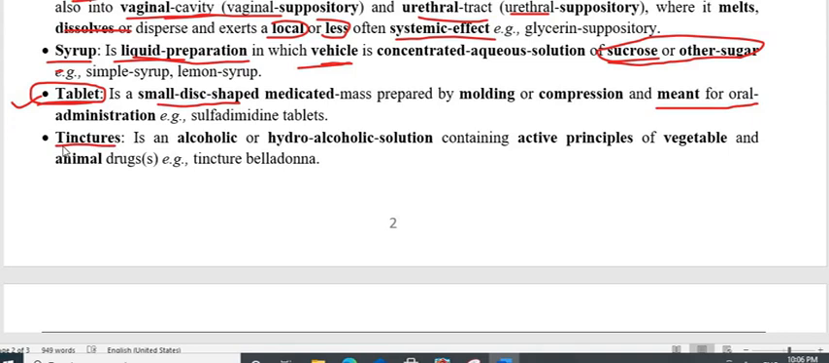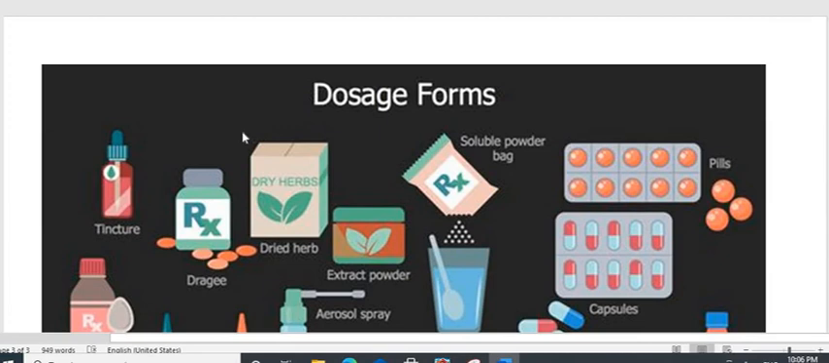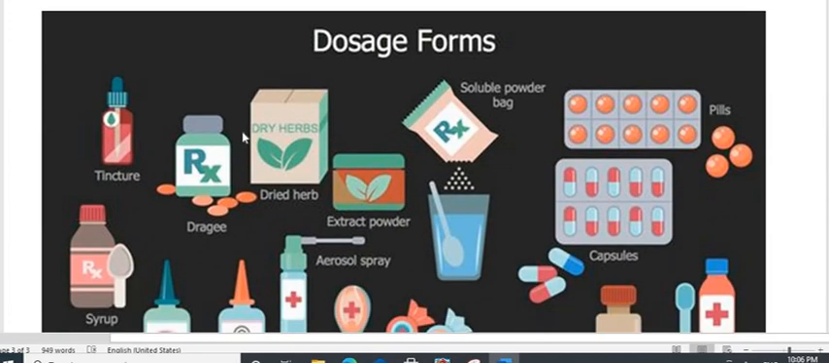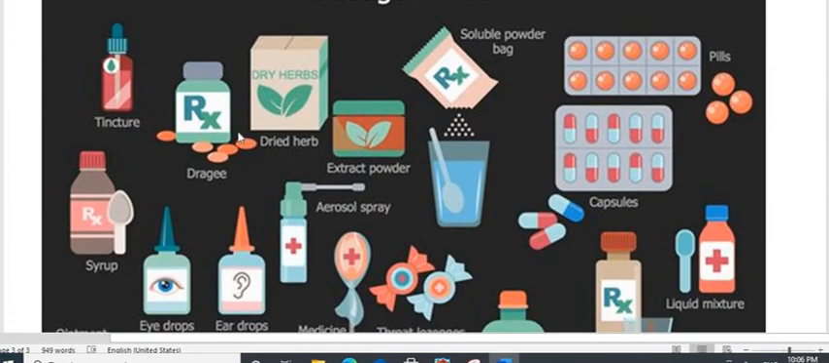Tincture is a solution, but an alcoholic or hydroalcoholic solution. Tincture itself means alcohol. So it is an alcoholic or hydroalcoholic solution of the active principle of vegetable or animal origin, and that is called a tincture. So this is about all the dosage forms. Almost all the dosage forms you have gone through.